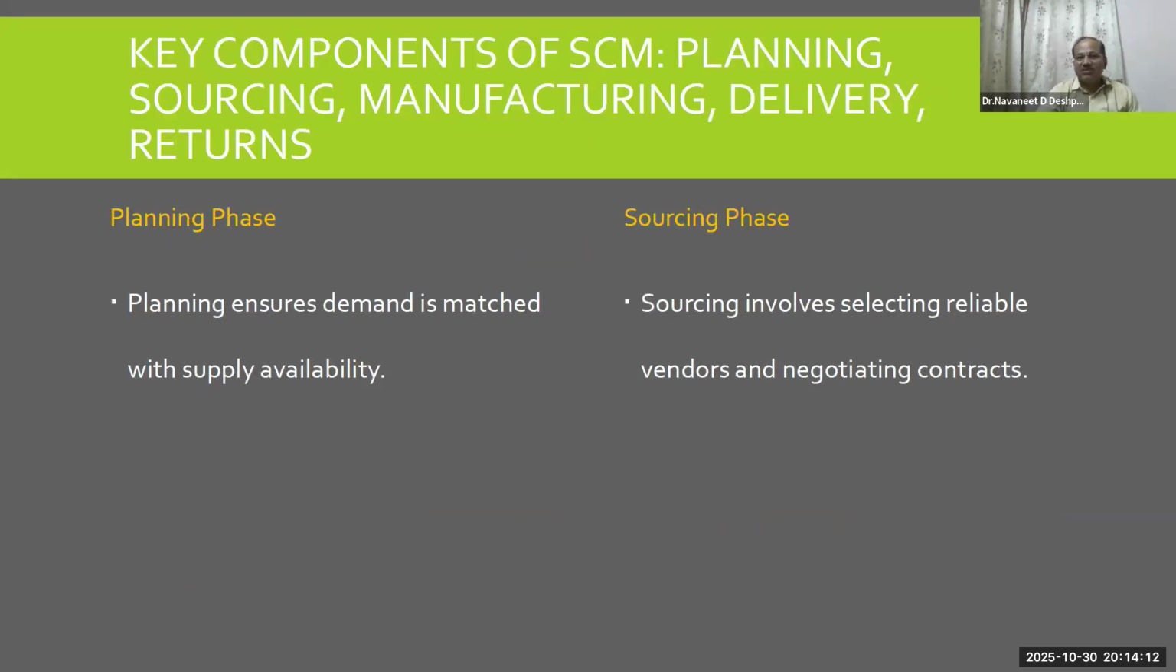Then you have the planning phase. Planning ensures demand is matched with supply. That's all, nothing much to tell. Planning is nothing but wherever there is a demand, there should be supply. Next is sourcing. Sourcing involves selecting reliable vendors and negotiating the contracts. So, negotiating the terms and conditions, like how it will be installed, where it has to be delivered, what kind of packing and unboxing it will go through, what kind of training people have to undergo. All those things are mentioned in the terms and conditions.